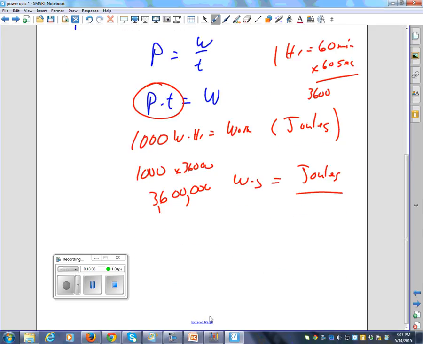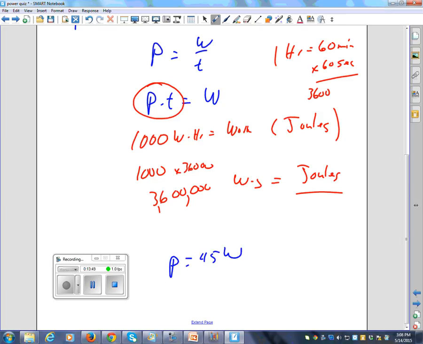Go back there. Look at the power rating on that fan there, Jason. I think it's about 45 watts. Am I right? Yeah. Okay. So power is 45 watts.